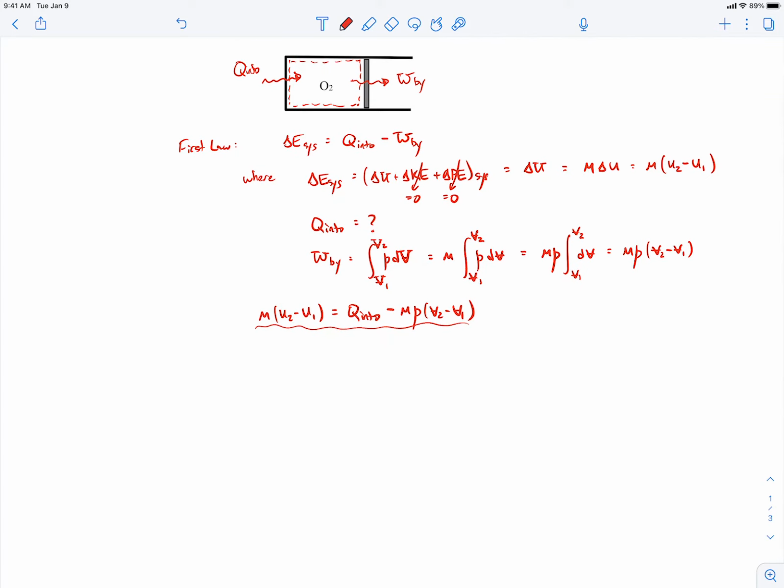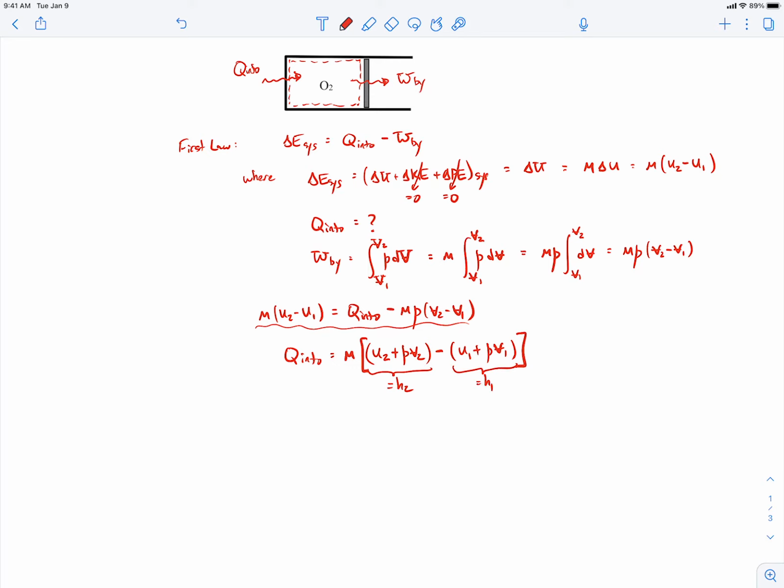Now if I look at that for a moment, I'll see that I have some internal energies and pressure times specific volumes. This looks like specific enthalpies. So in fact, if I combine those together, you'll see if I bring them to the same side, I'll have Q into is equal to the mass times U2 plus PV2 minus U1 plus PV1. And so you can see these are in fact specific enthalpies.